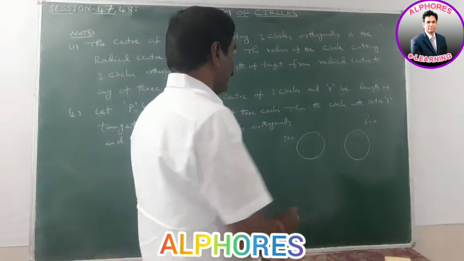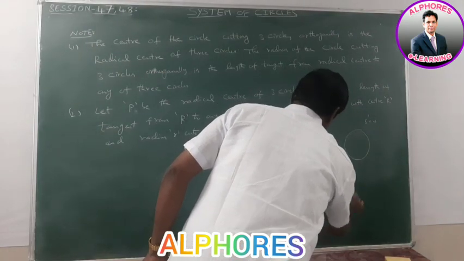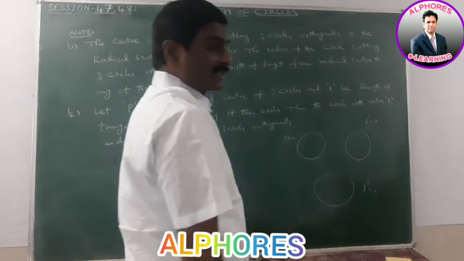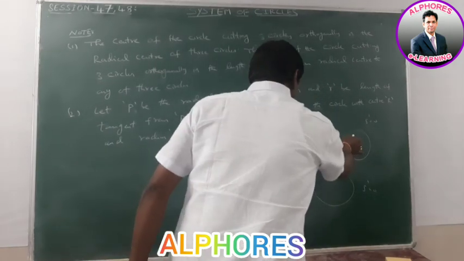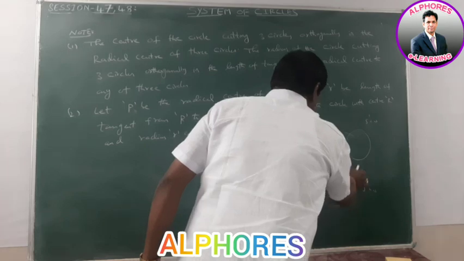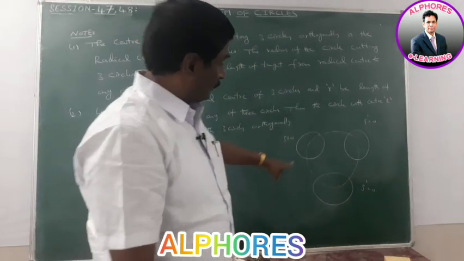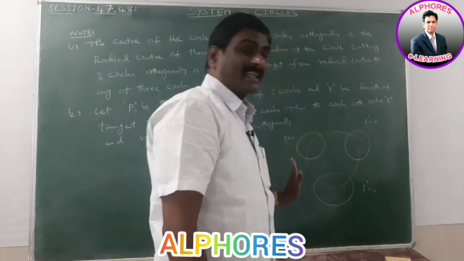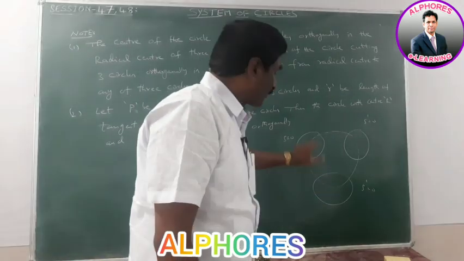Please observe this point. This is one circle, this is another circle, this is the third circle, S'' = 0. Suppose a fourth circle cuts these three circles orthogonally. What is the center of this circle?